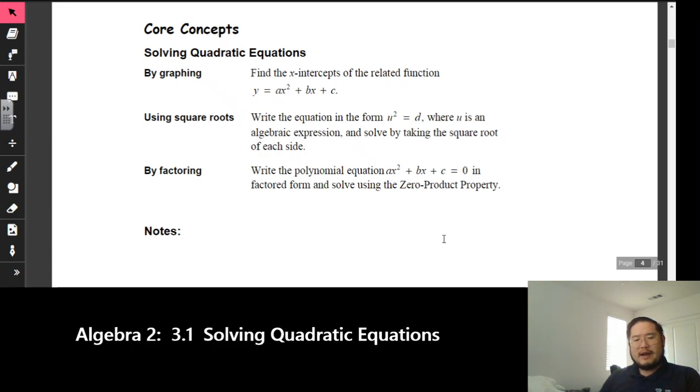The next one is by factoring, and that's where you take the trinomial, or it could even be a binomial, and you'd be able to factor it out, and then you use that zero product property, where we said we take each binomial or each variable and we set it equal to 0. There's also another way of solving a quadratic, and that's by completing the square. That's not listed, but we'll talk about that later on.